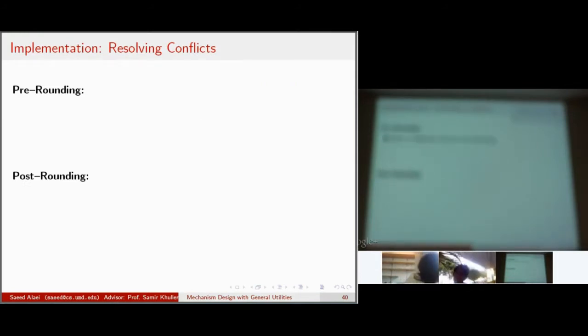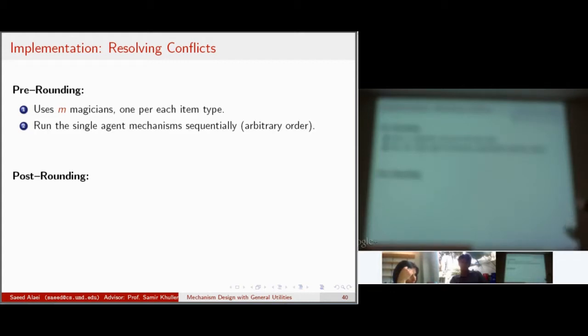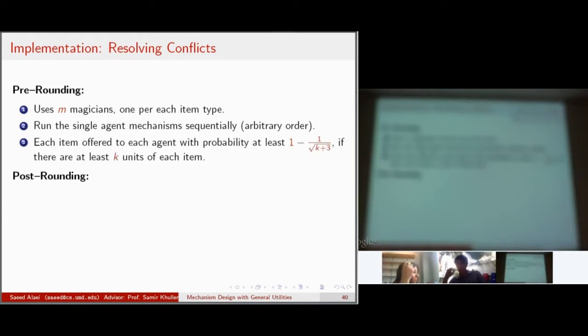So here is the general idea of how we implement the multi-agent mechanism by approximately implementing the ex-ante allocation. The idea is similar to what we did in the previous slide. We create m magicians, one for each item type, and then we run the single agent mechanism. We present two approaches, pre-running and post-running. I'm explaining the first one. In the pre-running, we run the single agent mechanism sequentially, and we use the magicians to ensure that each item is offered to each agent with at least this probability, assuming that there are at least k units of each item. Then we show that you get this fraction of the optimal objective, whether it's welfare, revenue, or whatever. But there are some technical assumptions.